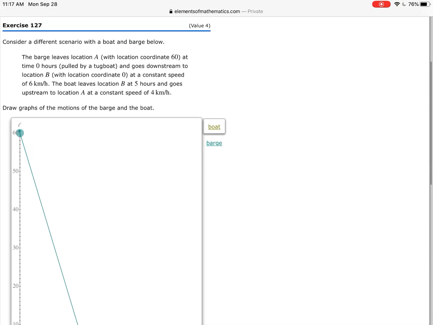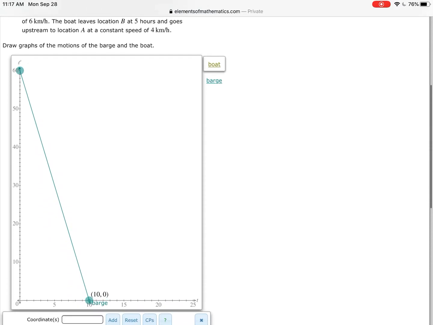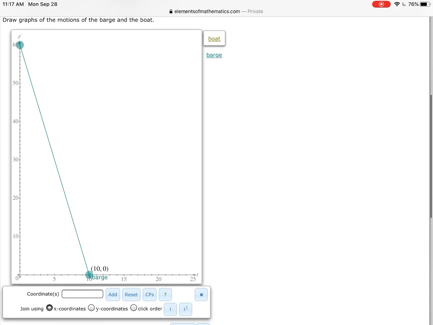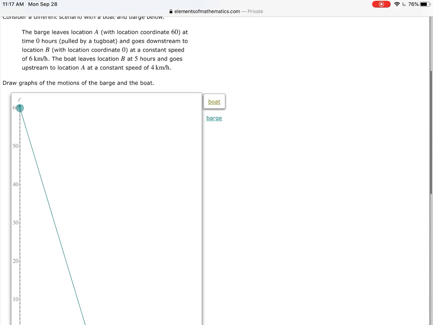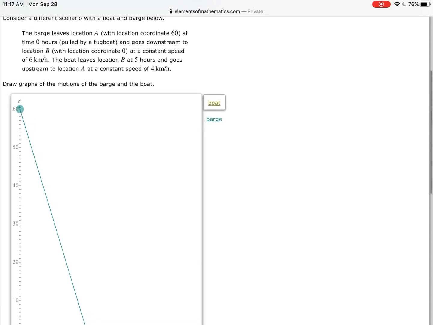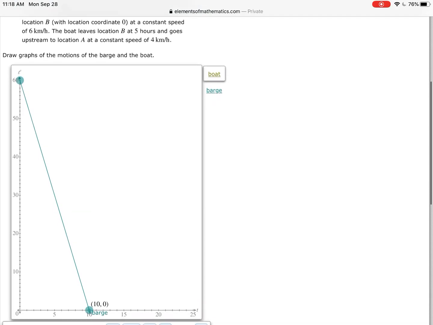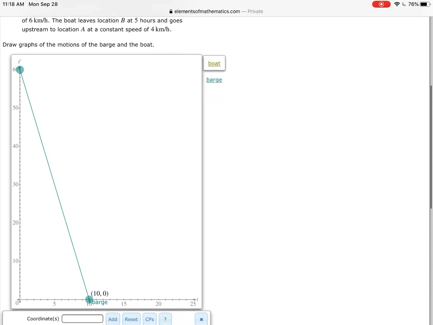Let's see, because I read the directions on the boat. It says the boat leaves location B at 5 hours and goes upstream to location A. Okay, so if location A was 60 kilometers, where the barge started, and location B is all the way down here at 0, but it leaves at 5 hours, so it's going to start here, and after 1 hour, it's gone 5 kilometers upstream.